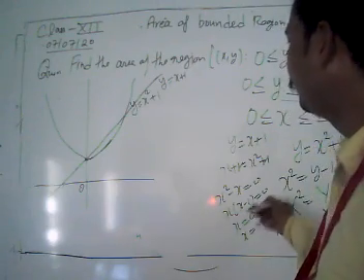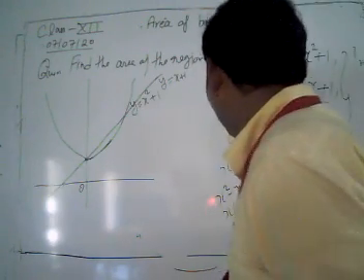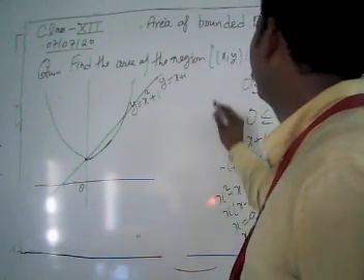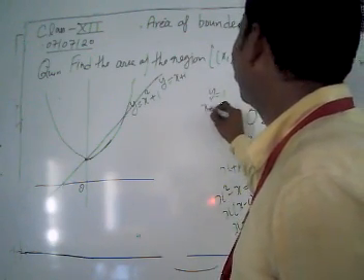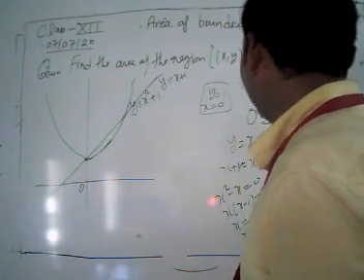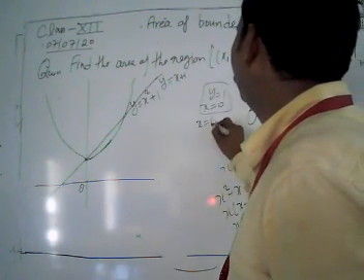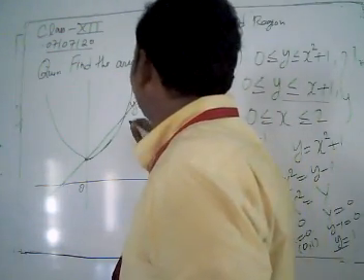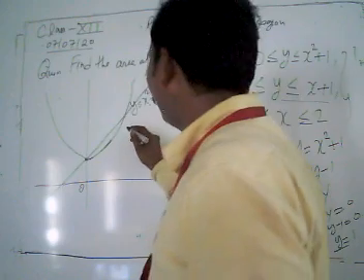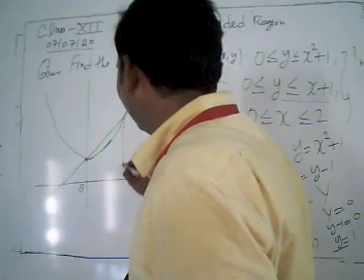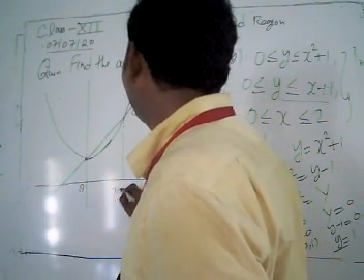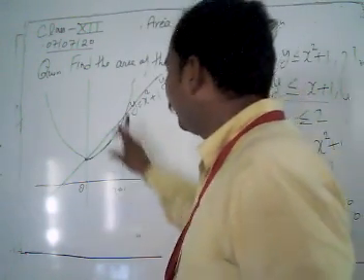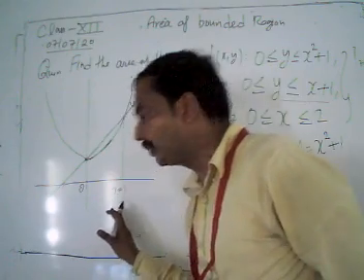At x equal to 0, y is 1, and at x equal to 1, y is 2. Then this is our intersection point. This is our x equal to 1. When our x is 1, then y is 2 there. Now we get our intersection point at x equal to 1.